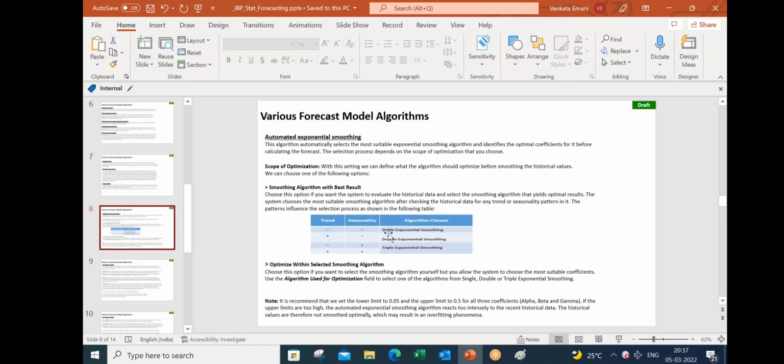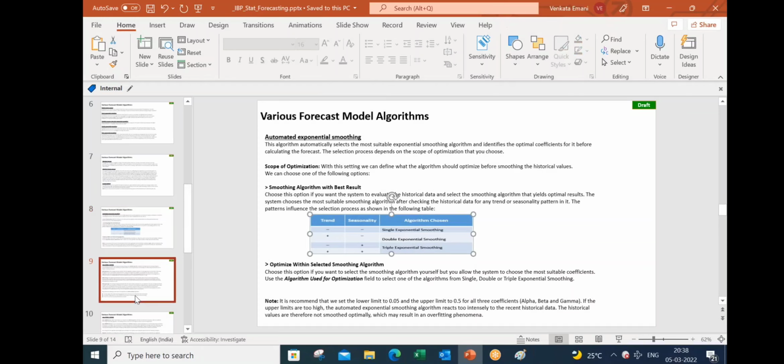It will only check whether you have a trend pattern, seasonality pattern or not. Based on this diagram here, it will check for trend and seasonality. If you don't have anything, your automated exponential smoothing will run single exponential smoothing. Means it is only selecting which exponential smoothing out of single, double, triple. If you don't know what to use, you can select automated exponential smoothing. The system will try to choose which one it has to run.